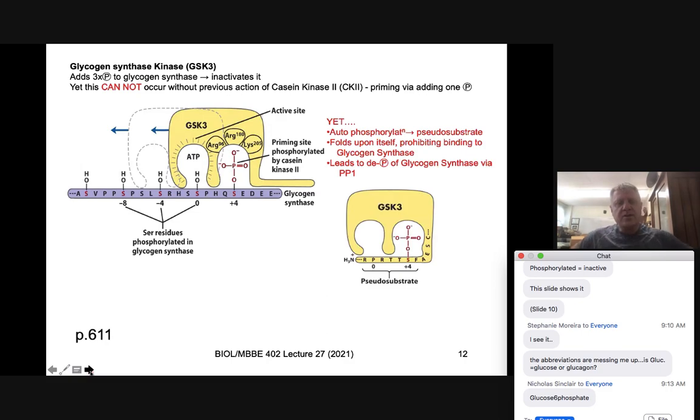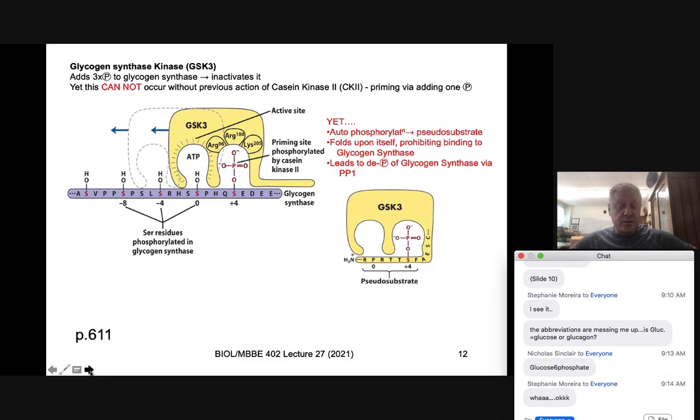Now, the glycogen synthase kinase number 3 enzyme also has a process of autoregulation. And we've talked about autoregulation already in regards to the issue of an enzyme site binding to itself to cause an occlusion. This also happens with the glycogen synthase kinase number 3.